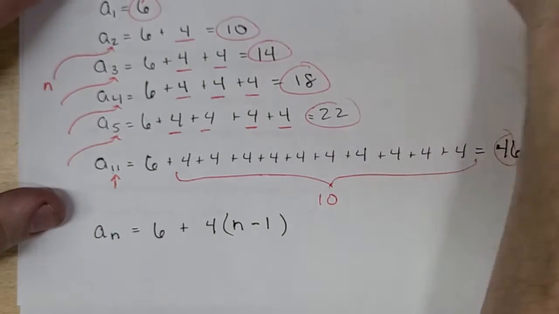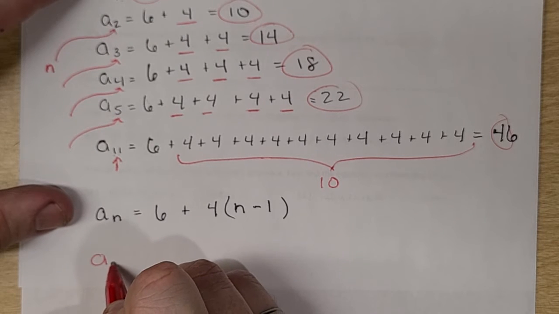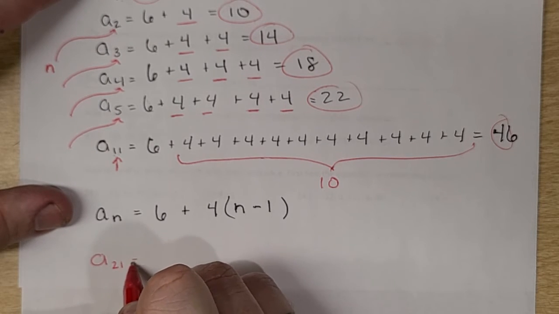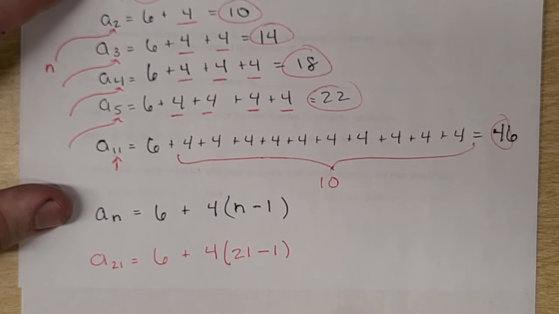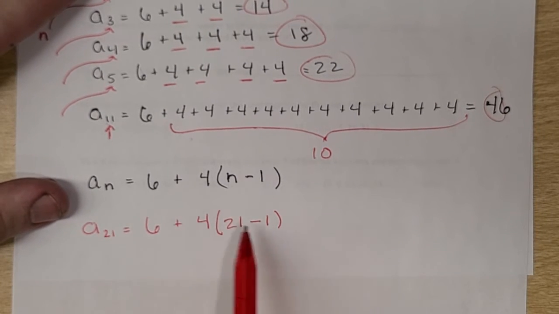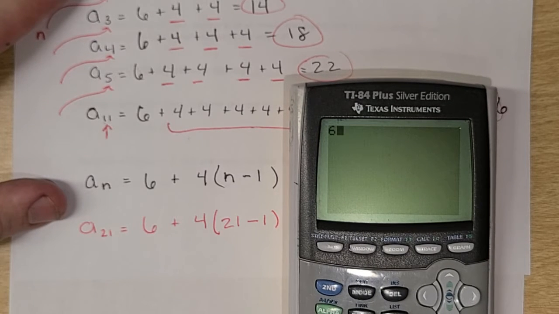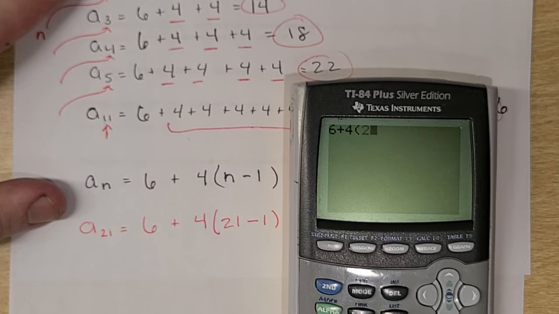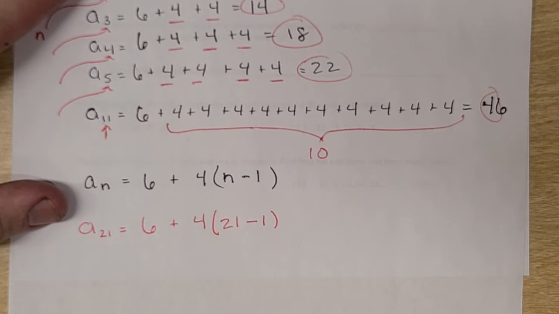So let me give you an example. If I wanted my 21st term, I'd take 6, I'd add 4, 21 minus 1 times. Now, instead of actually saying, well, that's 21 minus 1 is 20, so 6 plus 4 plus 4 plus 4, 20 times, no, we don't need to do that. We can take a shortcut now. I can say 6 plus 4 times 20. And I get that my 21st term is 86. Yeah, kind of cool.